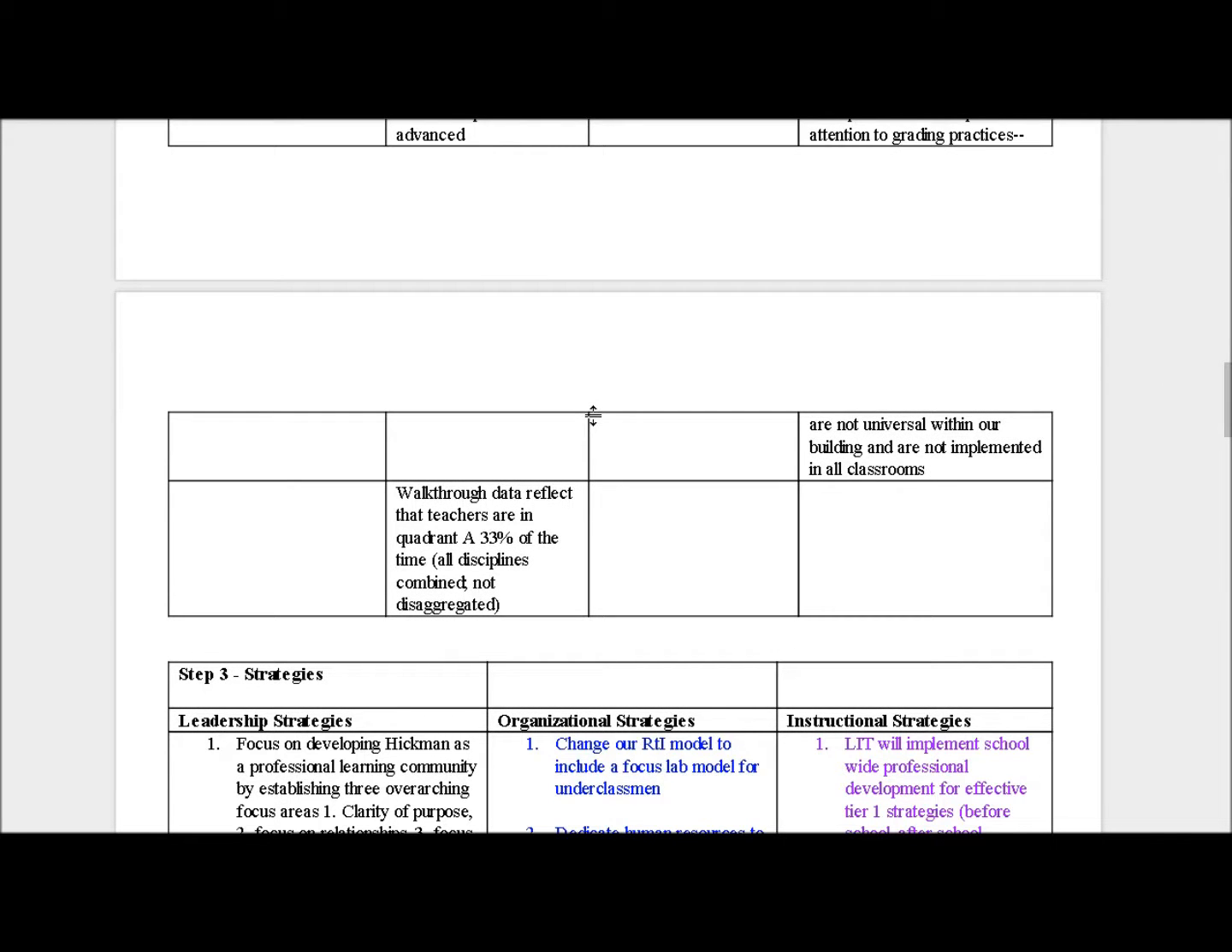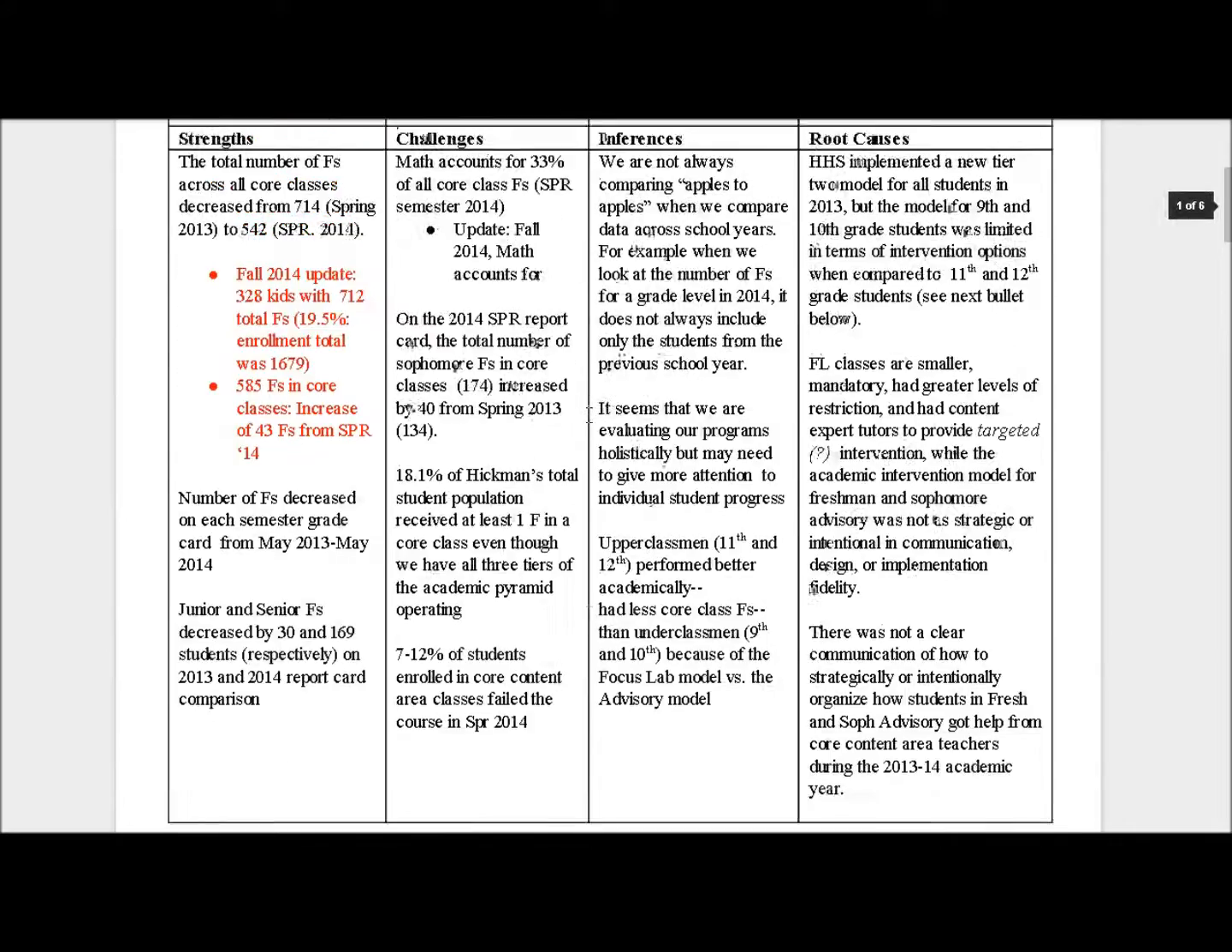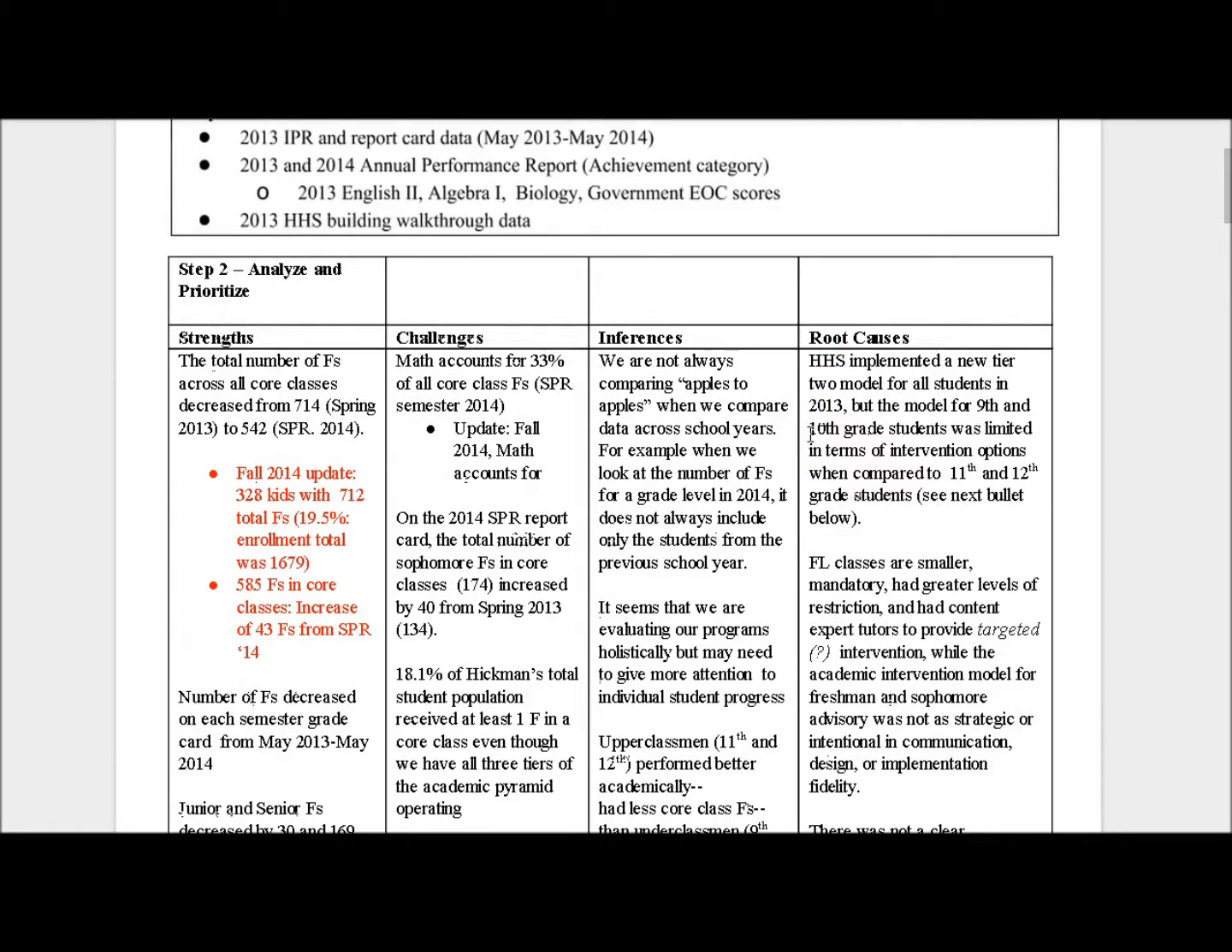And the last thing we found as a challenge was that walkthrough data reflect that teachers are in quadrant A 33% of the time, and that's all disciplines combined. So anytime an administrator walked into your classroom and we used a walkthrough form on our iPad, we noted that the time that we were in the class, the teacher was in quadrant A, meaning that that is more than likely direct instruction. So going back up, let's talk about some of the inferences.